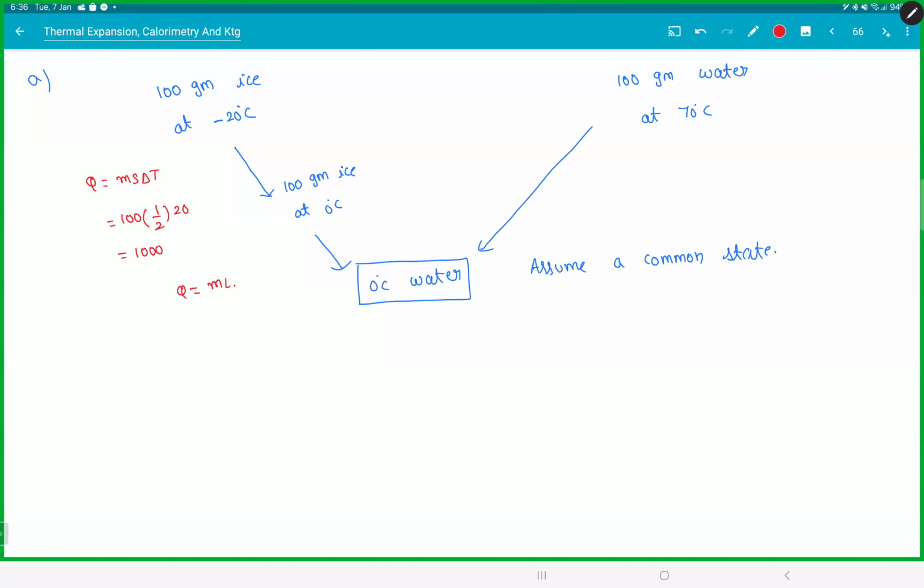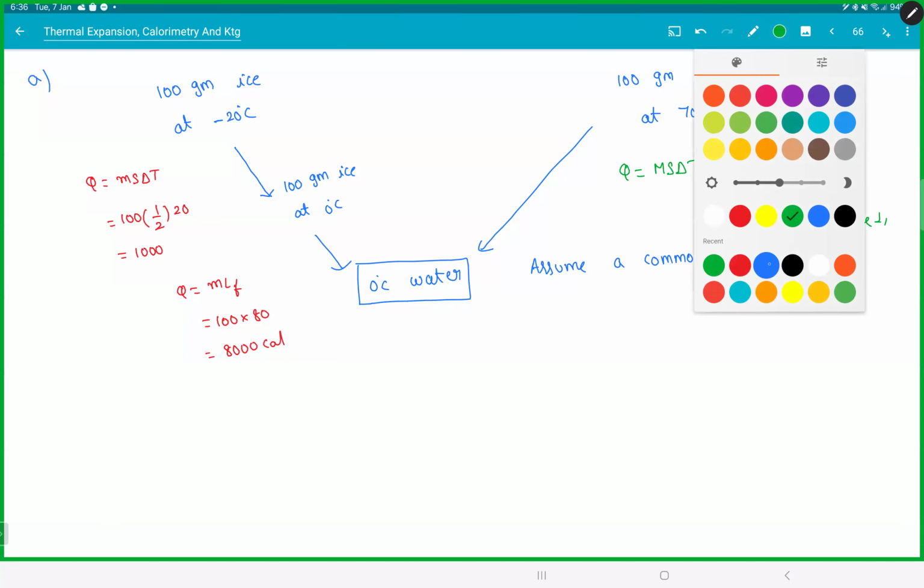Then Q is equal to MLF. That would be 100 into 80. That is 8000 calories. That means when this ice becomes water, you require 9000 calories of heat. Whereas this guy, Q equals MS delta T, is going to release heat, which is 100, S is 1, and 70. This is giving 7000 calories of heat. This is released.